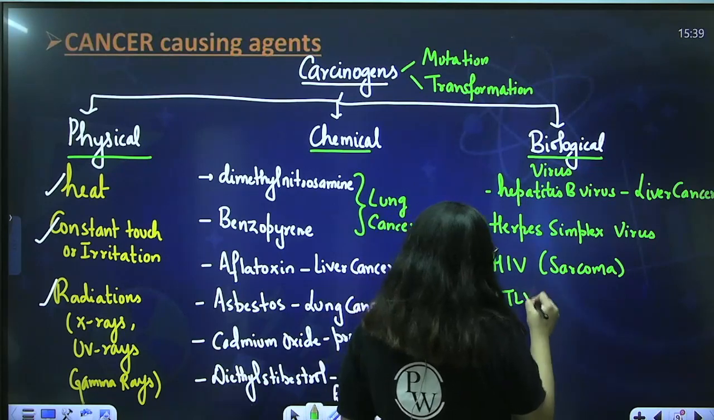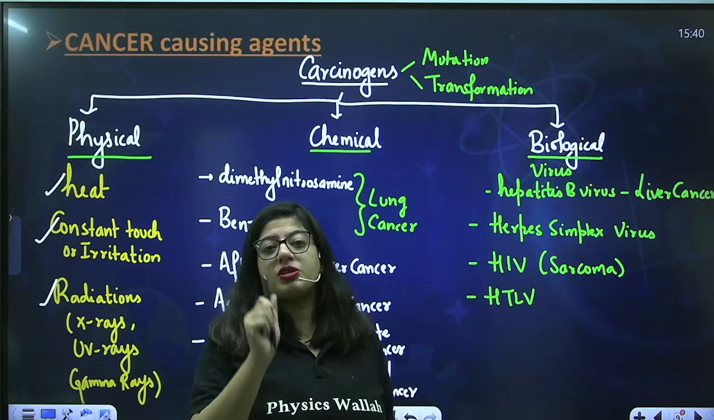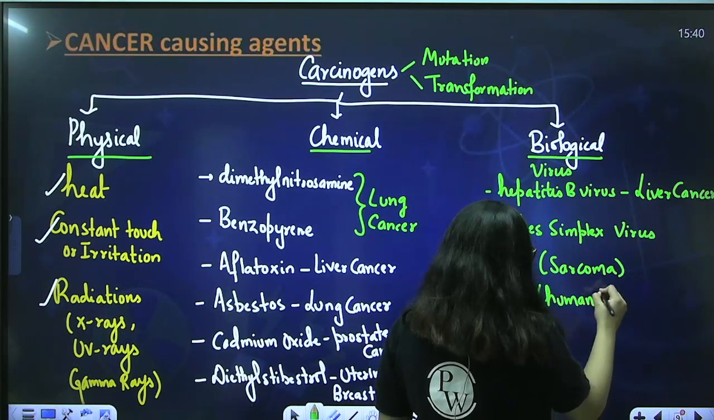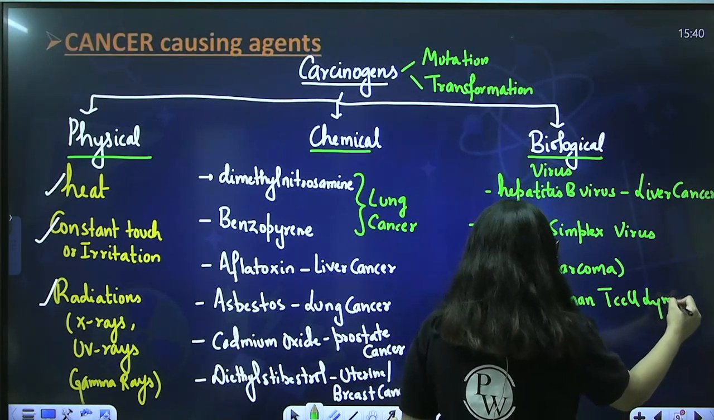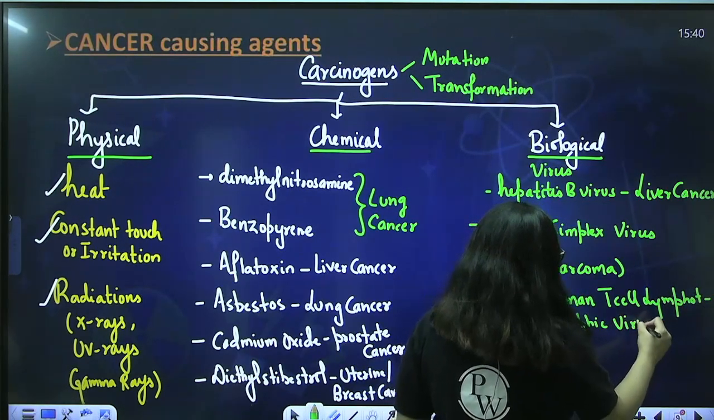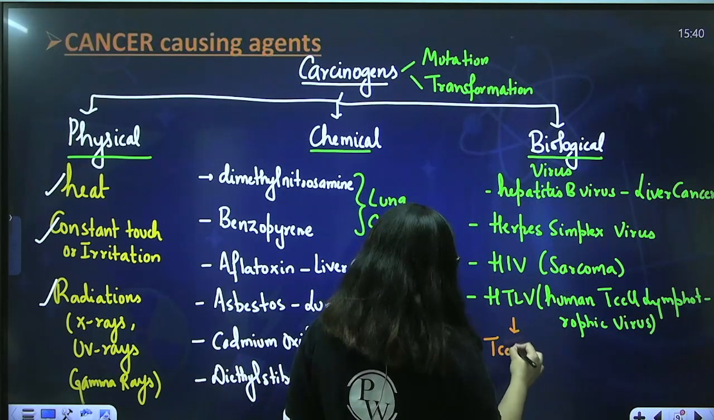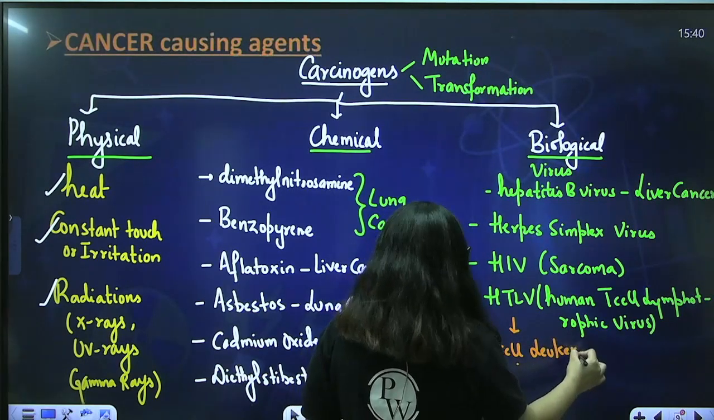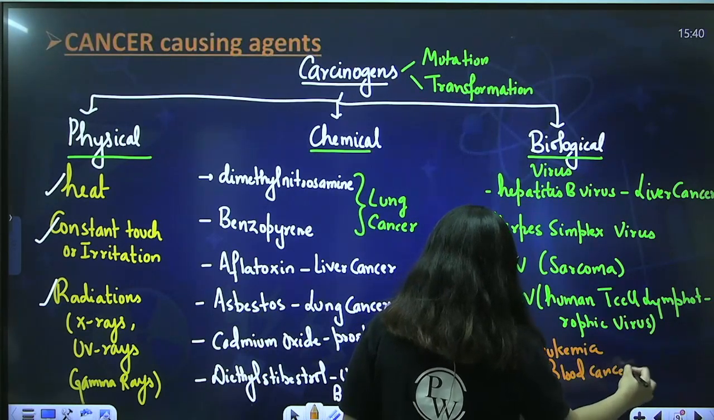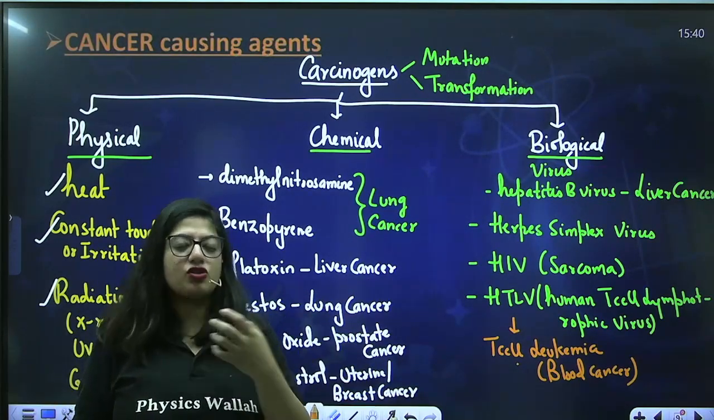Then we have HTLV. If you remember in HIV, I told you opportunistic diseases or symptoms, one such is cancer also. HTLV is human T cell lymphotropic virus. This is the virus which is the most common cause of T cell leukemia. I think most of you must know what leukemia is. Blood cancer, one of our deadliest, right? So these viruses can also transform normal cells into cancer cells.